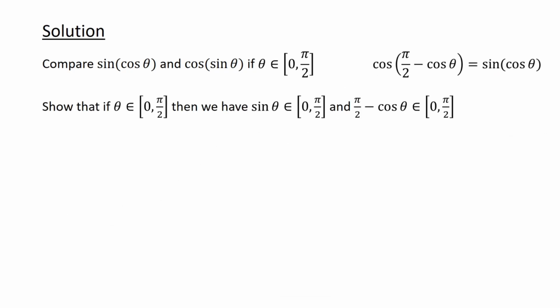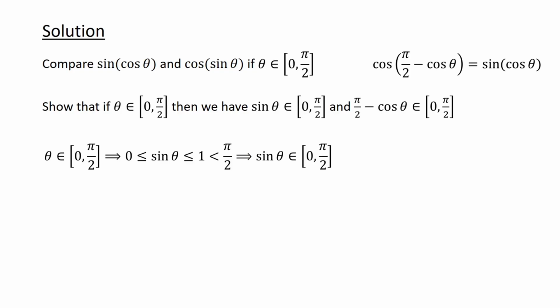Next, let's show that if theta is in the closed interval from 0 to pi over 2, then both sin theta and pi over 2 minus cosine theta lie in the same interval. First, let's consider sin theta. If theta is in the closed interval from 0 to pi over 2, then we have 0 is less than or equal to sin theta, which is less than or equal to 1. Since 1 is less than pi over 2, therefore sin theta lies in the closed interval from 0 to pi over 2.